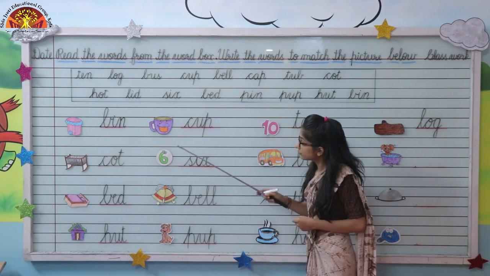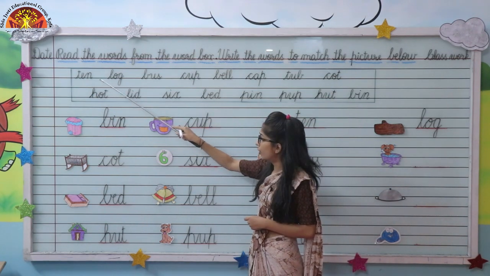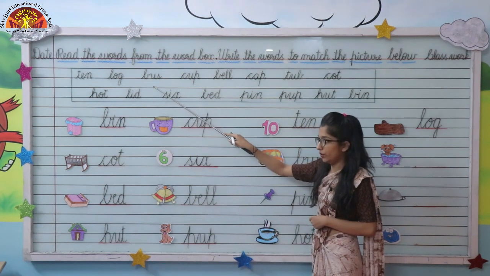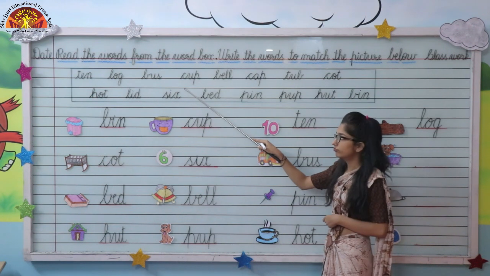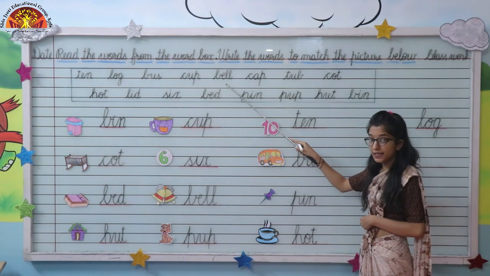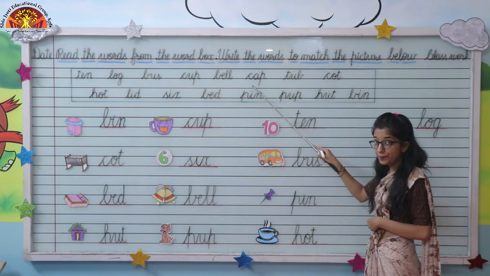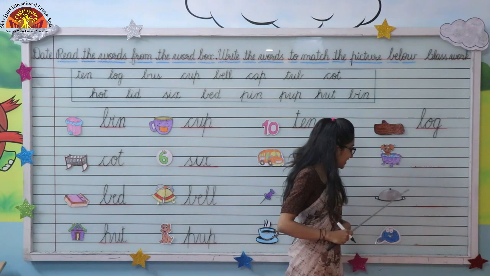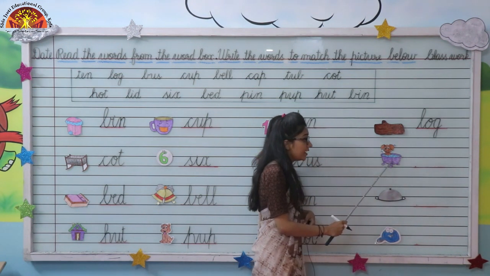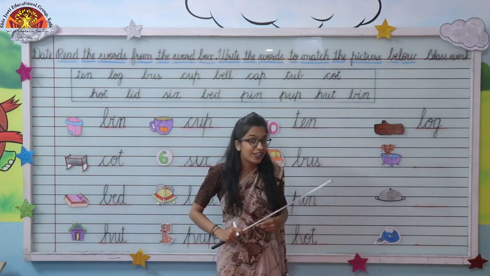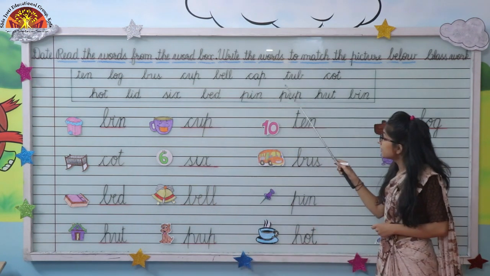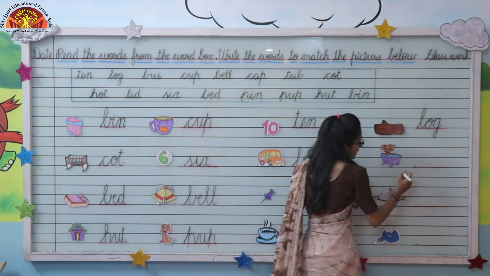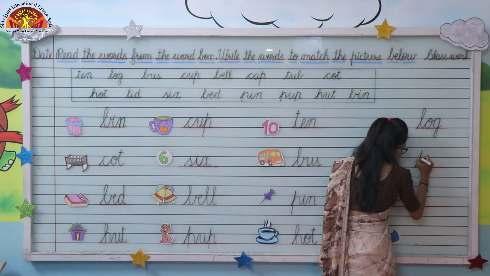Let's search. 10. No. Log. No. Bus. No. Cup. No. Bell. No. Cap. No. So tub. Yes. This is tub. So what is the spelling of tub? Let's read it. T-U-B, tub. Yes. So kids, you have to write here spelling of tub.